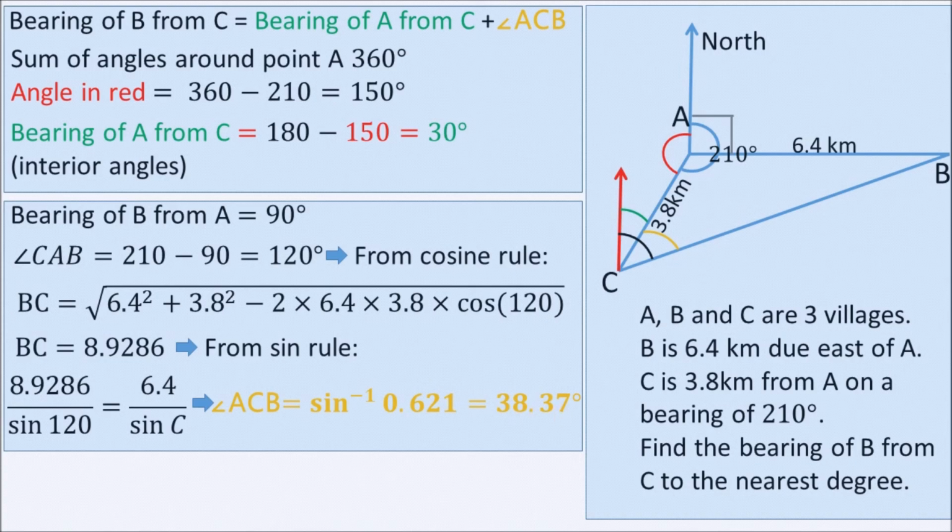Now we got angle ACB in orange, and we had previously gotten the bearing of A from C marked in green, and therefore the bearing of B from C is equal to the summation of these two angles, which is equal to 30 plus 38.37. This gives us 68.37, but since the question asks us to get the angle to the nearest degree, it would just be equal to 68 degrees. But remember that all bearings have to be expressed as 3 digits, and therefore we add a 0 before the 68 and the bearing becomes 068 degrees.